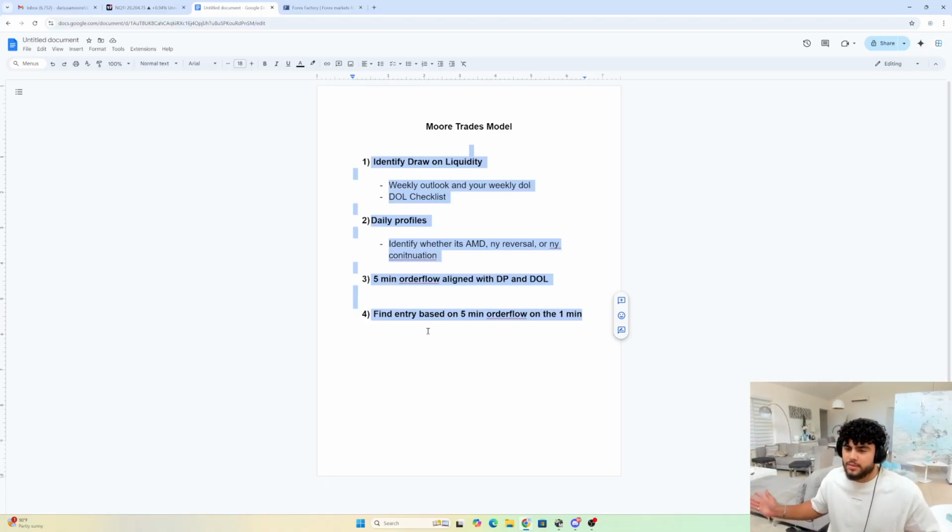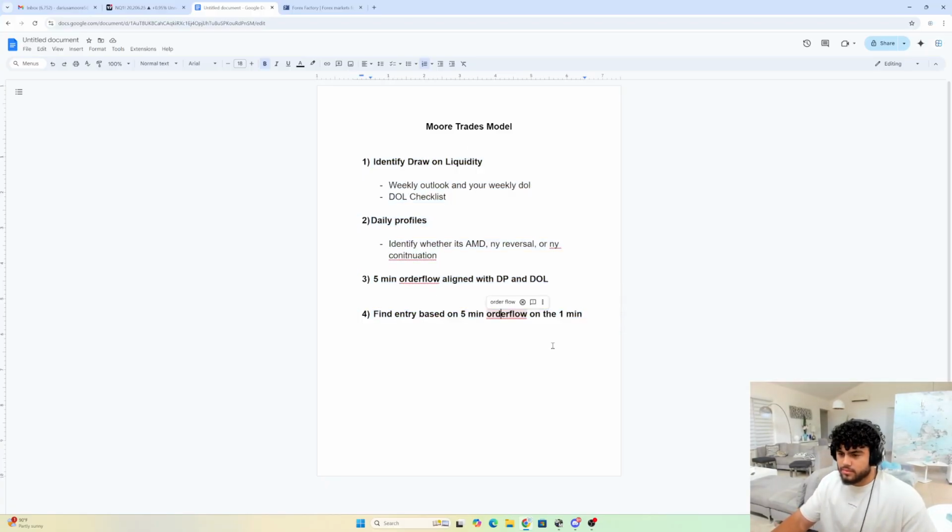You can use the 5 minute if you want. Sometimes I enter directly off a 5-minute order block, but usually my entry and my stop losses are based on the 1 minute. So this is it. This is all it is. So now we can go through a couple of examples, but this is my model.